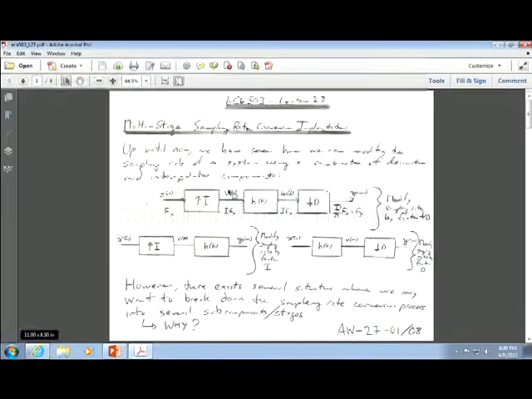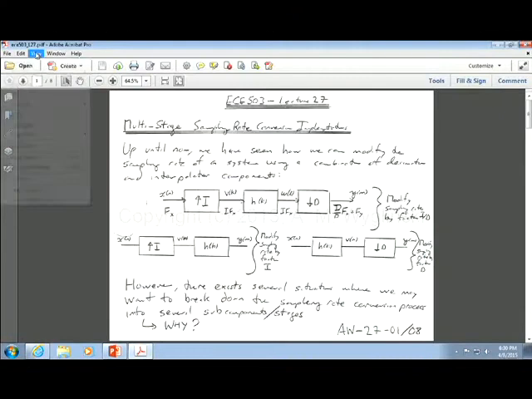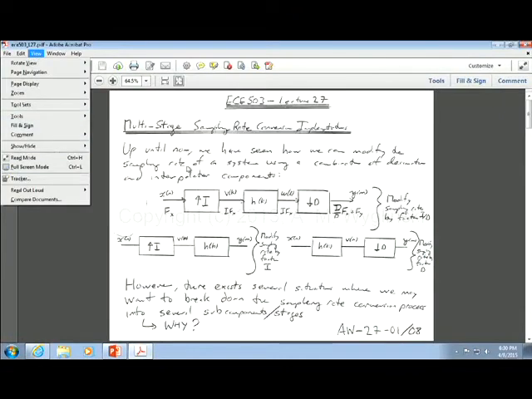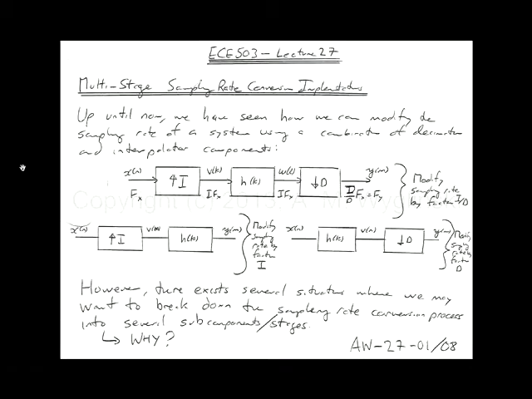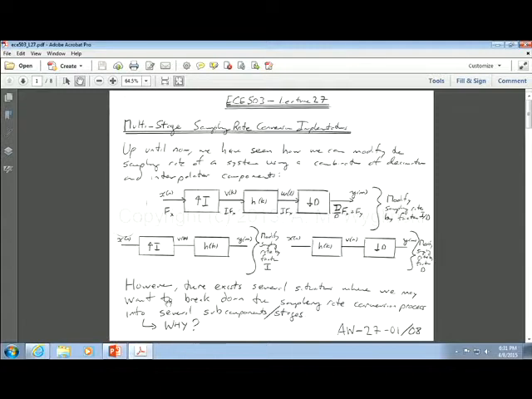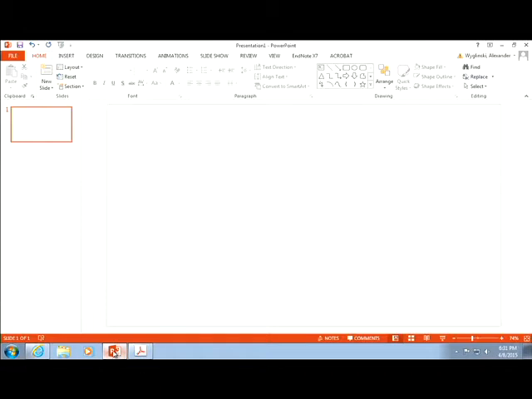This is lecture 27 of ECE503. In today's lecture, what we're going to be looking at is something called multi-stage sampling rate conversion. We saw in the last lecture that we can do something relatively simple, essentially a module such as this, where we interpolate, filter, and then downsample. Let's recap where we were last time.